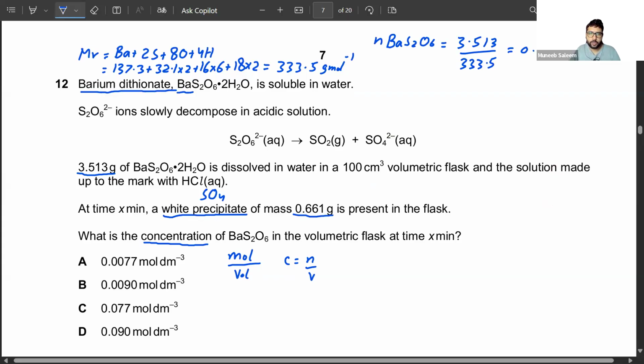Now the next part is to calculate the moles of the barium sulfate, because this 0.661 gram belongs to barium sulfate. So I'm going to write that. Number of moles of barium sulfate. First of all, you should also remember the Mr value for barium sulfate. It is equivalent to 32.1 plus 137.3 plus 16 times 4.